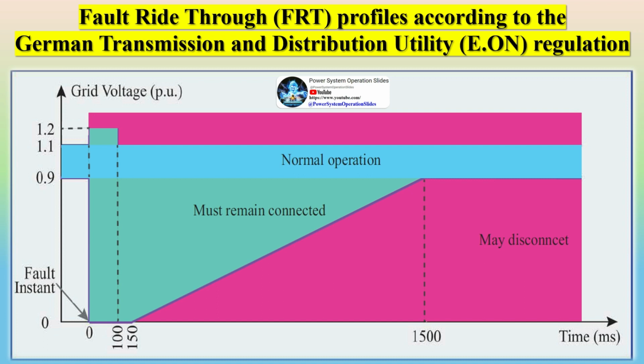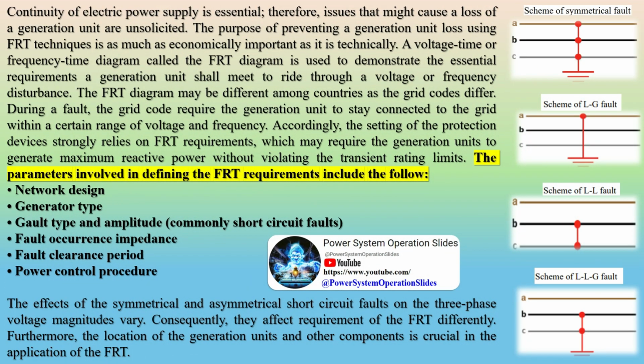During a fault, the grid code requires the generation unit to stay connected to the grid within a certain range of voltage and frequency. Accordingly, the setting of the protection devices strongly relies on FRT requirements, which may require the generation units to generate maximum reactive power without violating the transient rating limits. The parameters involved in defining the FRT requirements include the following: network design, generator type, fault type and amplitude, commonly short-circuit faults, fault occurrence impedance, fault clearance period, and power control procedure.